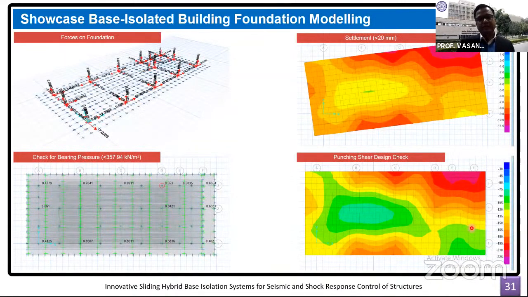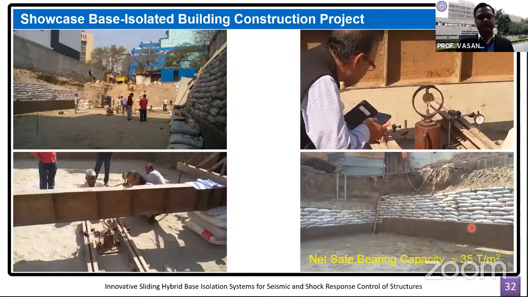So once we design the isolation system and the superstructure corresponding to the forces that were reduced because of the incorporation of the sliding isolation system, of course, next part was what are the forces transmitted to the foundation. Obviously, the forces transmitted to the foundations reduced down because of the use of base isolation system. So foundation was modeled in the SAFE software, and the base raft was designed. So while giving the bearing capacity, we checked on the site as to what is the net safe bearing capacity, and it was found to be around 35 ton per meter square.